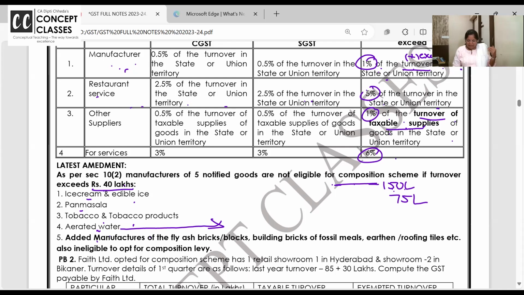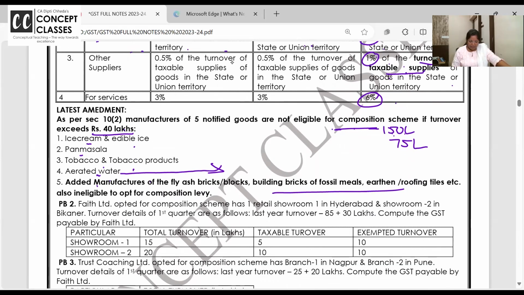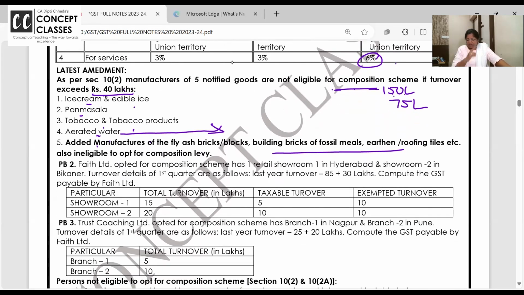Added to this is manufacturing of fly ash bricks, building bricks, earthen roofing tiles, etc. Okay, now these names, they might ask you in MCQ because this is the latest addition. Okay, right. Let us take up question number 1. We will go back later, now this is Faith Limited. I think we did question number 1 for the reverse charge mechanism. Okay, now we do this. These are simple questions.